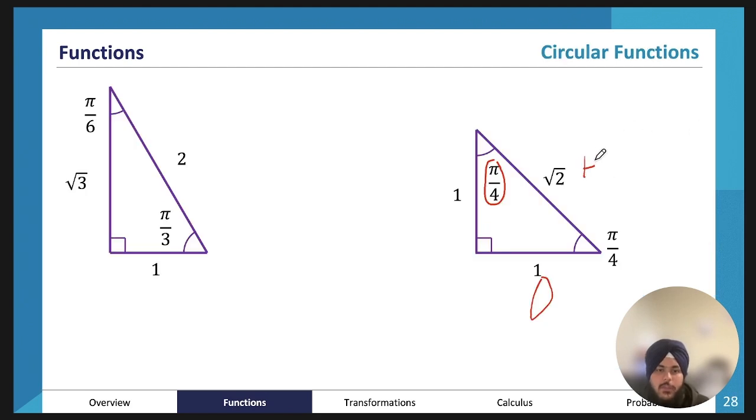What the opposite, what the hypotenuse, and what the adjacent is. For example, if I was to determine what sine theta is going to be, pretty straightforward. It's just going to be opposite over hypotenuse, or 1 over root 2. But again, you will need to memorize this triangle as well as this one over here.